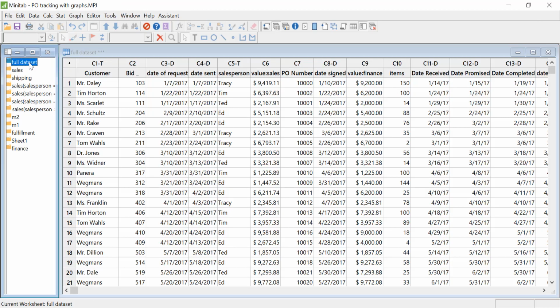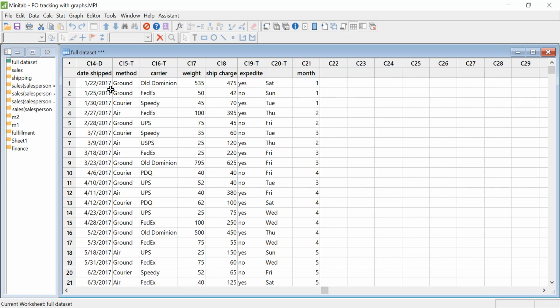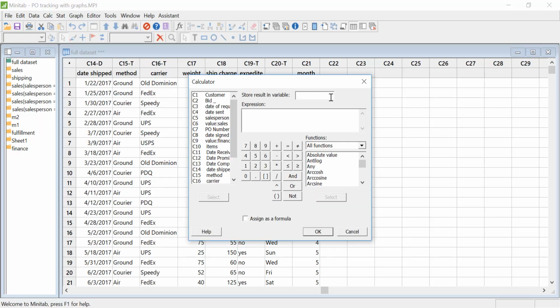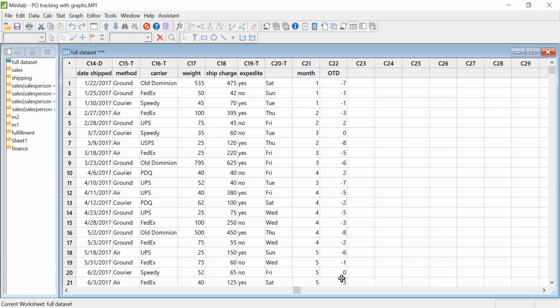We're going to go to the full data set worksheet. I have 21 columns, variables in this worksheet. If I go up to the Calc menu and use the calculator, I can create a new variable. Now where it says store result in variable, if I'm using a one-word variable name, I just need to type that variable. But I'm going to define on-time delivery as the date that it was promised minus the date that it was shipped. Minitab now creates a new variable called on-time delivery and puts it in the next available column.